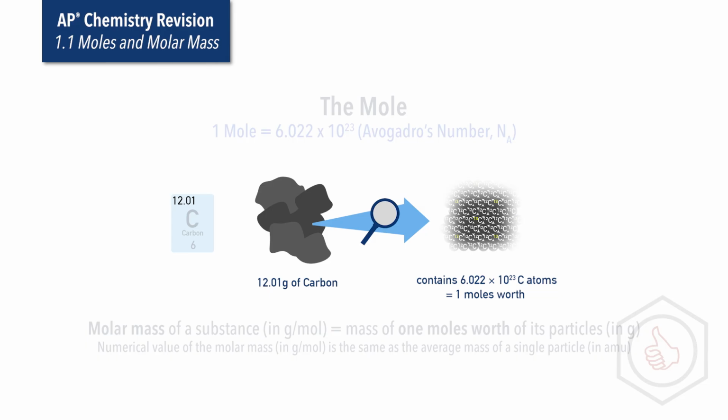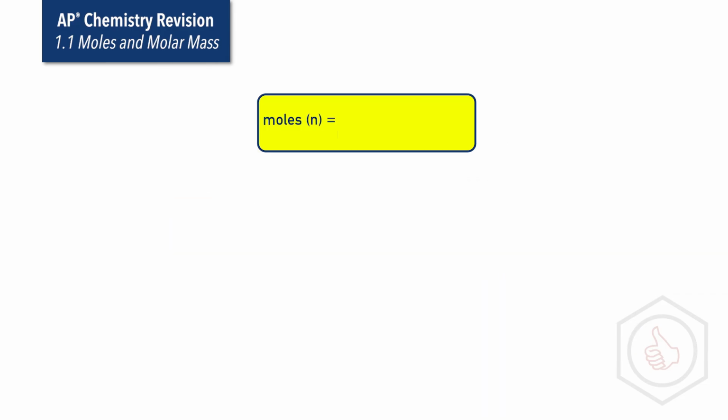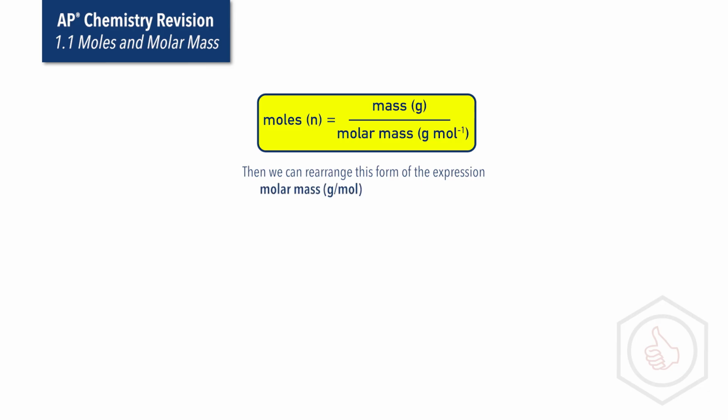Dimensional analysis is a method for converting between different units using conversion factors. It is essential for solving problems involving mass, moles, and particle numbers. For example, moles equals mass divided by molar mass, with mass being in grams and molar mass being in grams per mole. We can also rearrange this equation to give us molar mass equals mass divided by moles, and mass equals moles times molar mass.